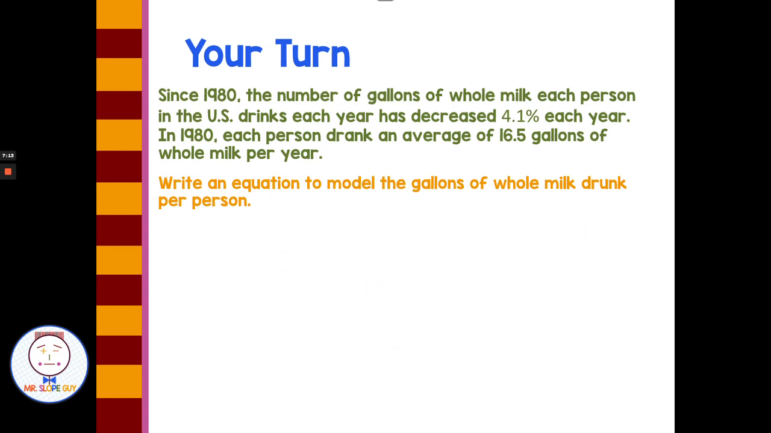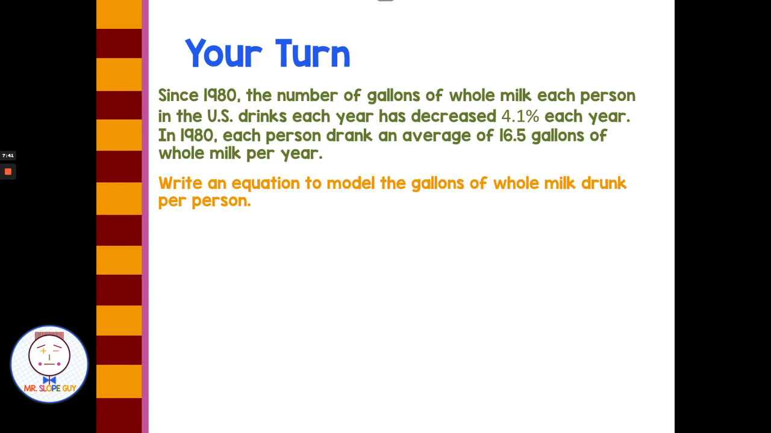So you guys try this one on your own, see if you can write the exponential function for decay. Since 1980, the number of gallons of whole milk each person in the U.S. drinks each year has decreased by 4.1% each year. In 1980, each person drank an average of 16.5 gallons of whole milk per year. Write an equation to model the gallons of whole milk drunk per person. You guys try to write the function and come back and we'll see how you did.